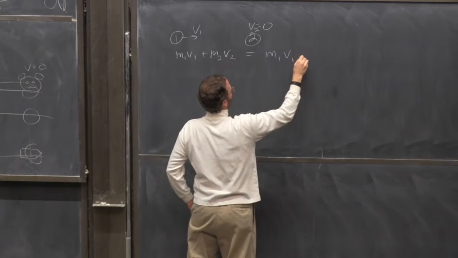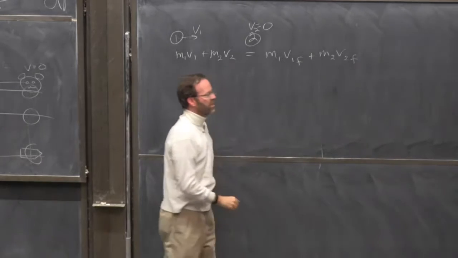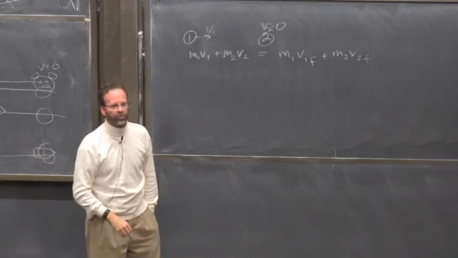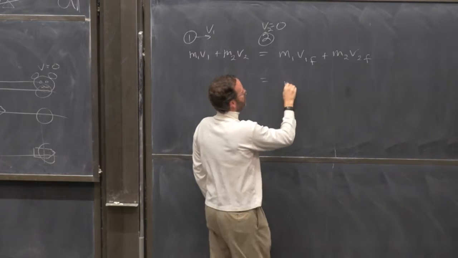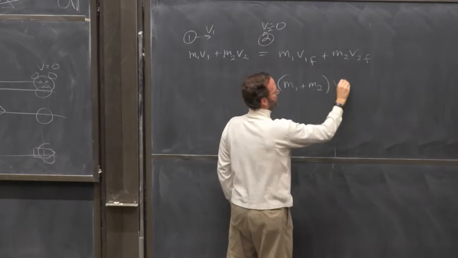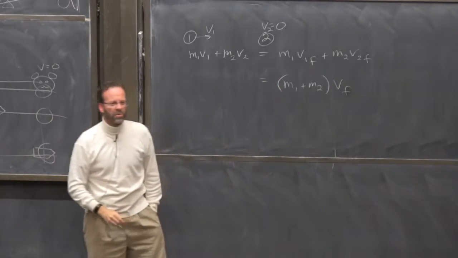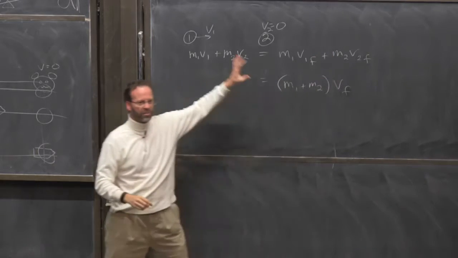So m1 v1 final plus m2 v2 final. And I'd have to give you enough to solve that, but yeah, it's distributed. If they stick together and it's inelastic, then they're both moving with the same speed. But again, the total momentum after has to be what it started at.